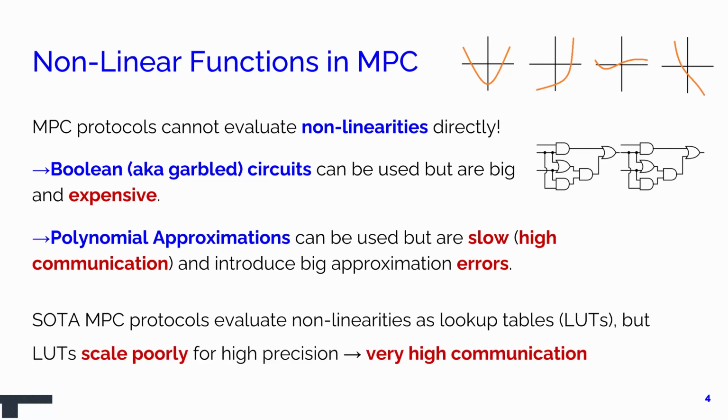There is a solution, and it is using lookup tables. So we can use a lookup table and encode the inputs and the outputs of these nonlinear functions. And then there are some MPC protocols that allow us to evaluate a lookup table with our private inputs. This is getting there, but still not quite efficient because in order to get high accuracy for our LLMs, our lookup table needs to be very large, which yields a lot of communication, and this makes everything impractical.